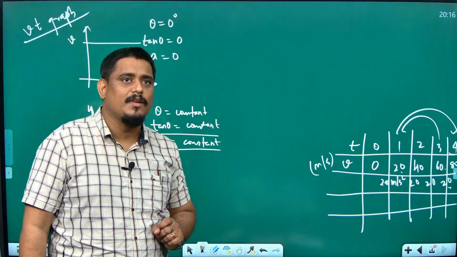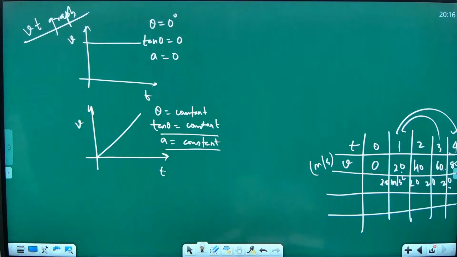Got it? Karthikeyan, understood something? Yes, sir. Okay.